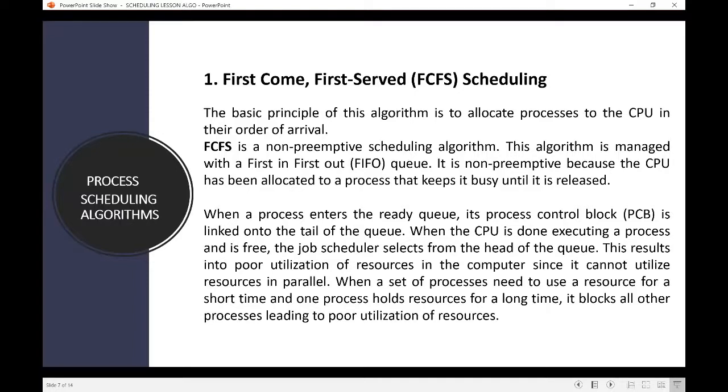And this has a very negative impact, which will result in a poor utilization of the resources in the computer, since it cannot utilize the resources in parallel, which means if a process has occupied a given resource, let's say a camera, and there is another process which will need the camera, that one cannot be allocated to that resource until the first one releases that resource.